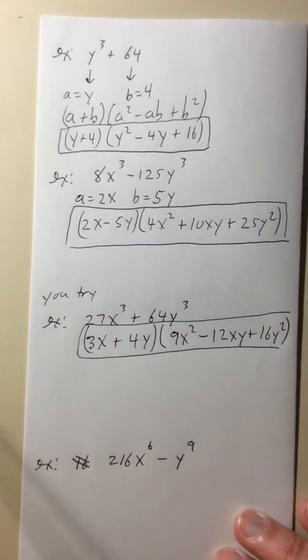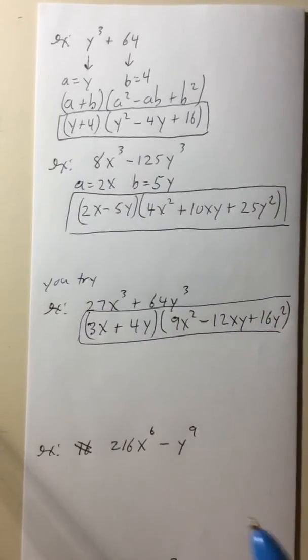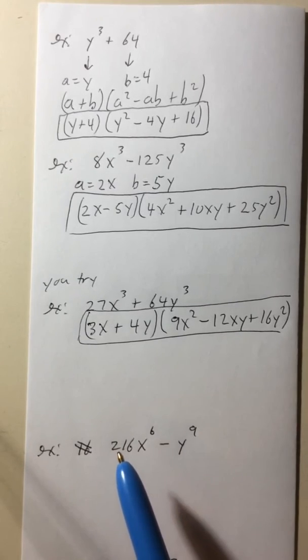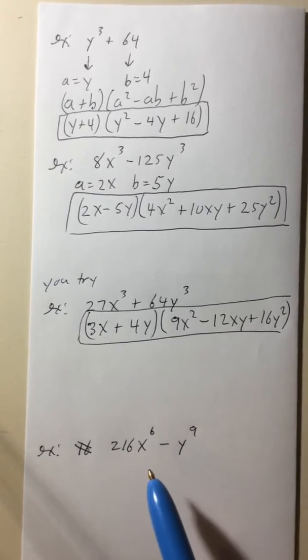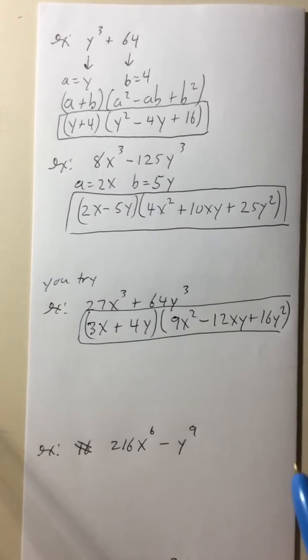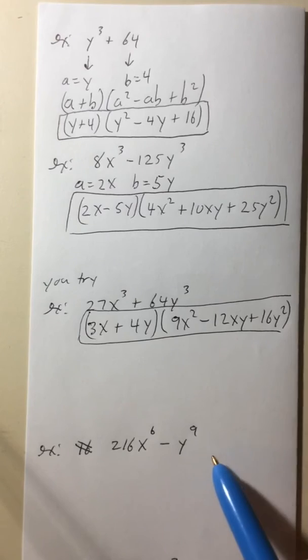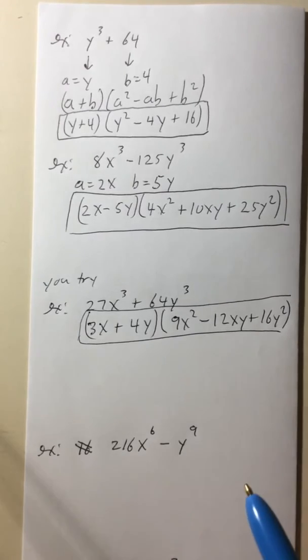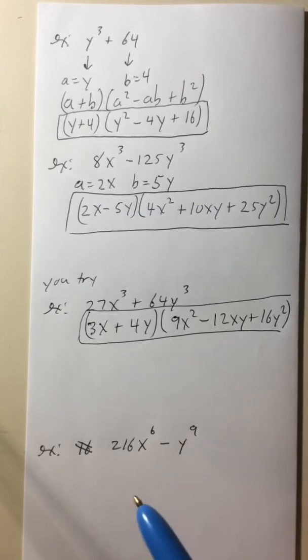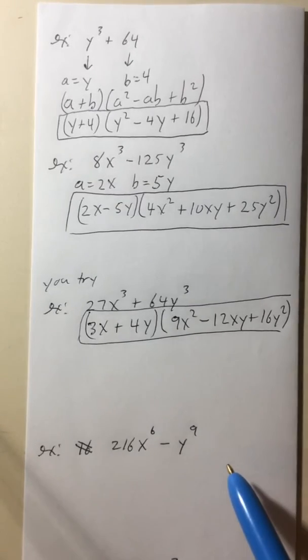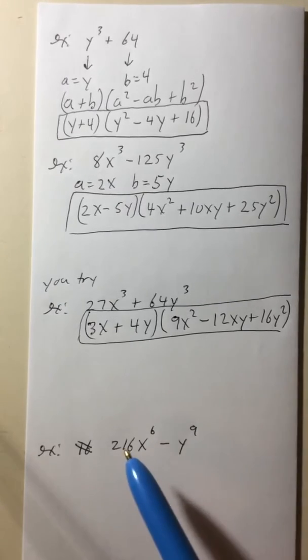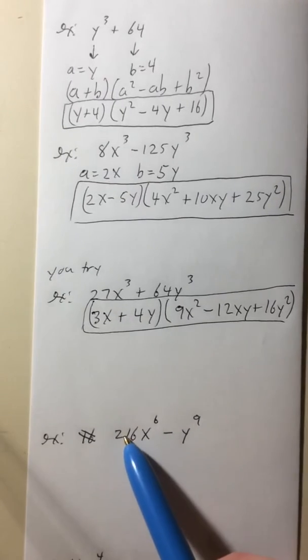Okay, so let's take a look at this guy right here. So you may think, all right, well, 216, is that a perfect cube? Well, I'm going to tell you it is a perfect cube. And we can go through the perfect cubes. So 2 cubed, 2 times 2 times 2 is 8. 3 cubed is 27. 4 cubed, 4 times 4 is 16 times 4 is 64. 5 cubed, 5 times 5 is 25 times 5 more is 125. And 6 cubed, 6 times 6 is 36 times 6 more turns out to be 216. So this is a perfect cube.